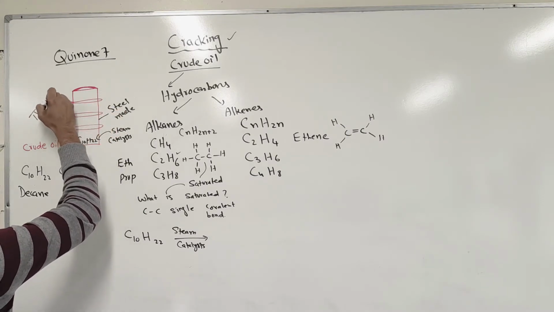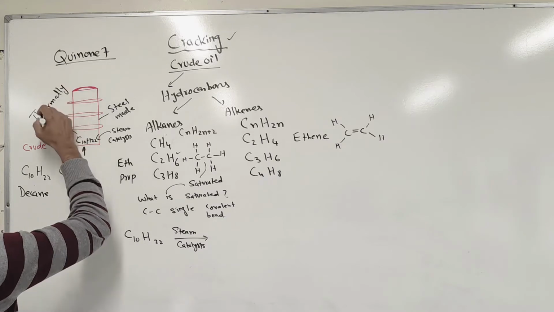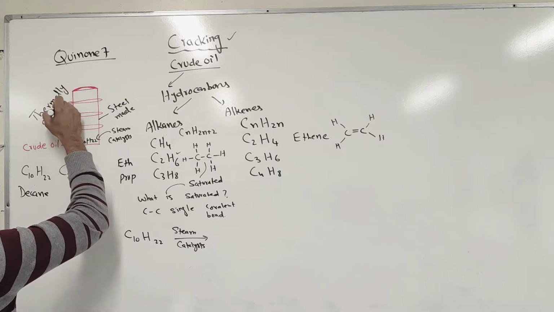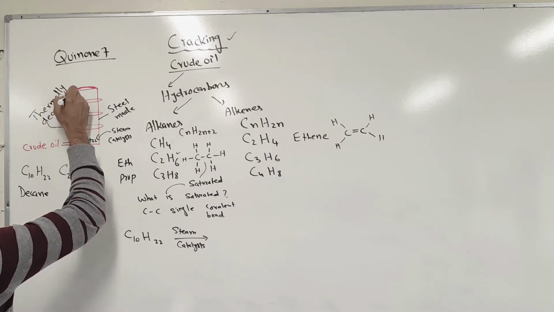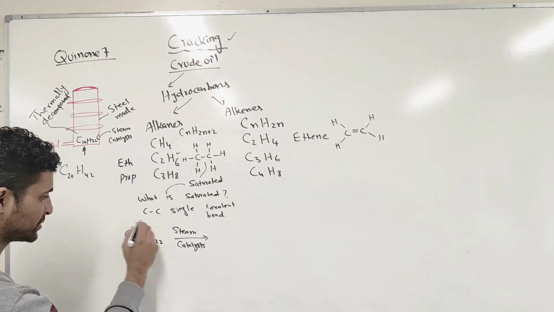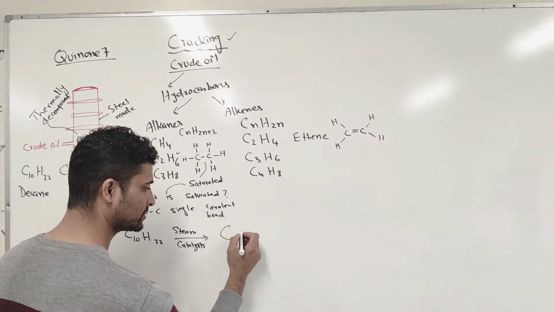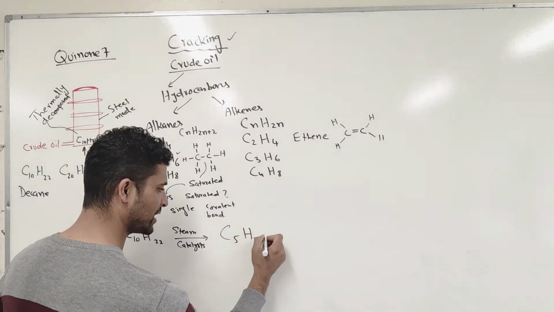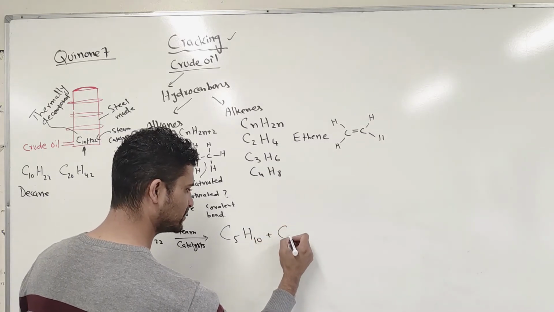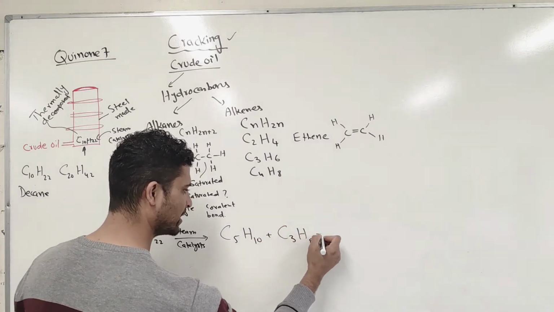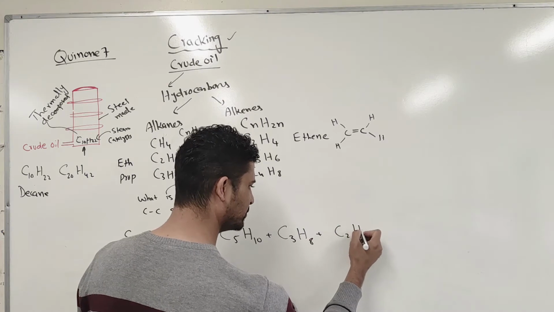So with the thermal decomposition, or thermal breakdown, this will be converted into C5H10, and then you have C3H8, and then you have C2H6.